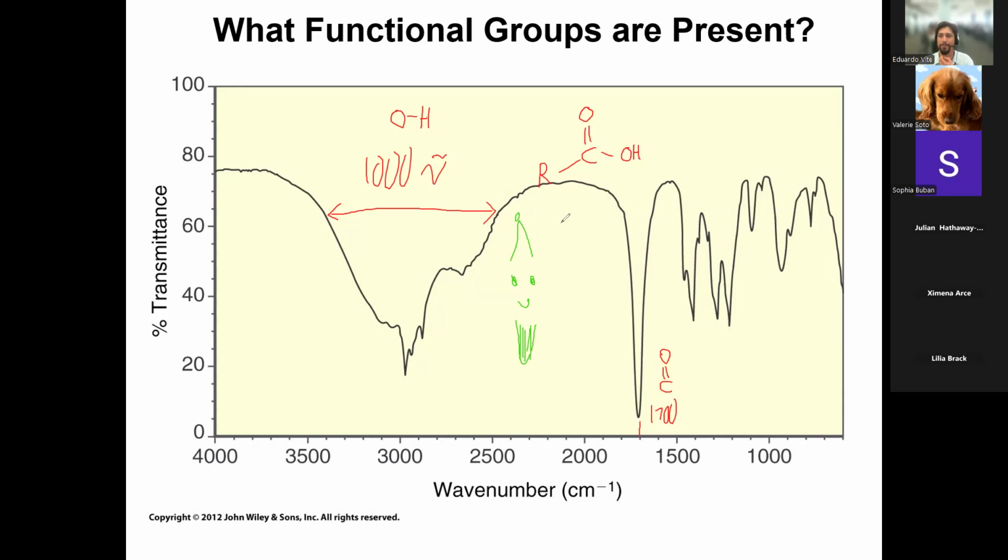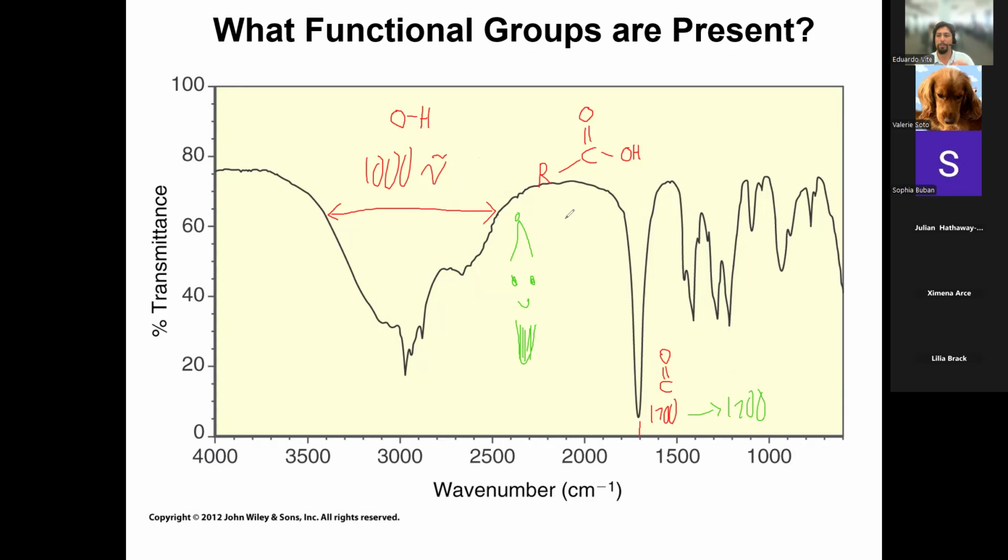The wizard's beard is a very iconic signal shape for the carboxylic acid hydroxide. So if you look at a structure and you see a wizard's beard that has a 1,000 wave number width, you most likely have a carboxylic acid. How do you confirm? Look for your carbonyl peak at 1,700.